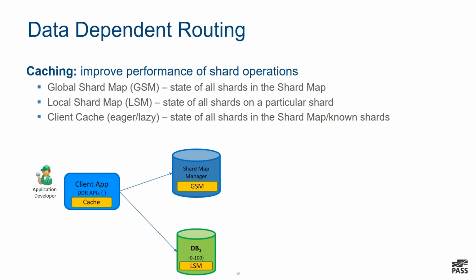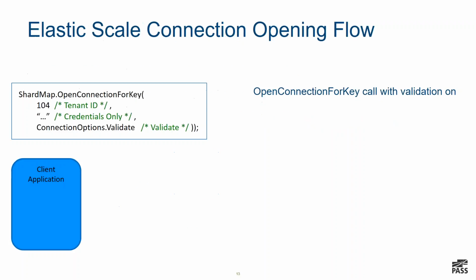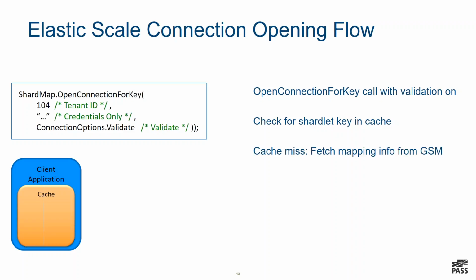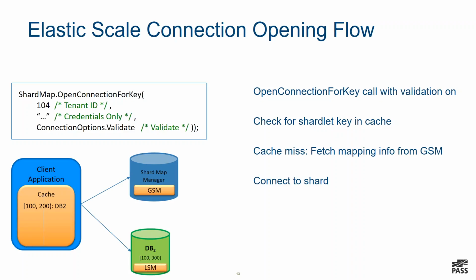And if you can see in my previous slide, there are three levels of caches we have available. We have the cache available in the client application. We have a cache in the Shard Map Manager, which is called Global Shard Map Cache, and then we have a local Shard Map, which is basically the cache of those entries on the shard itself. So once the application checks that its cache is empty, it creates a cache miss, and it goes to the Shard Map Manager to fetch that information. It fetches that information and then connects to that shard.